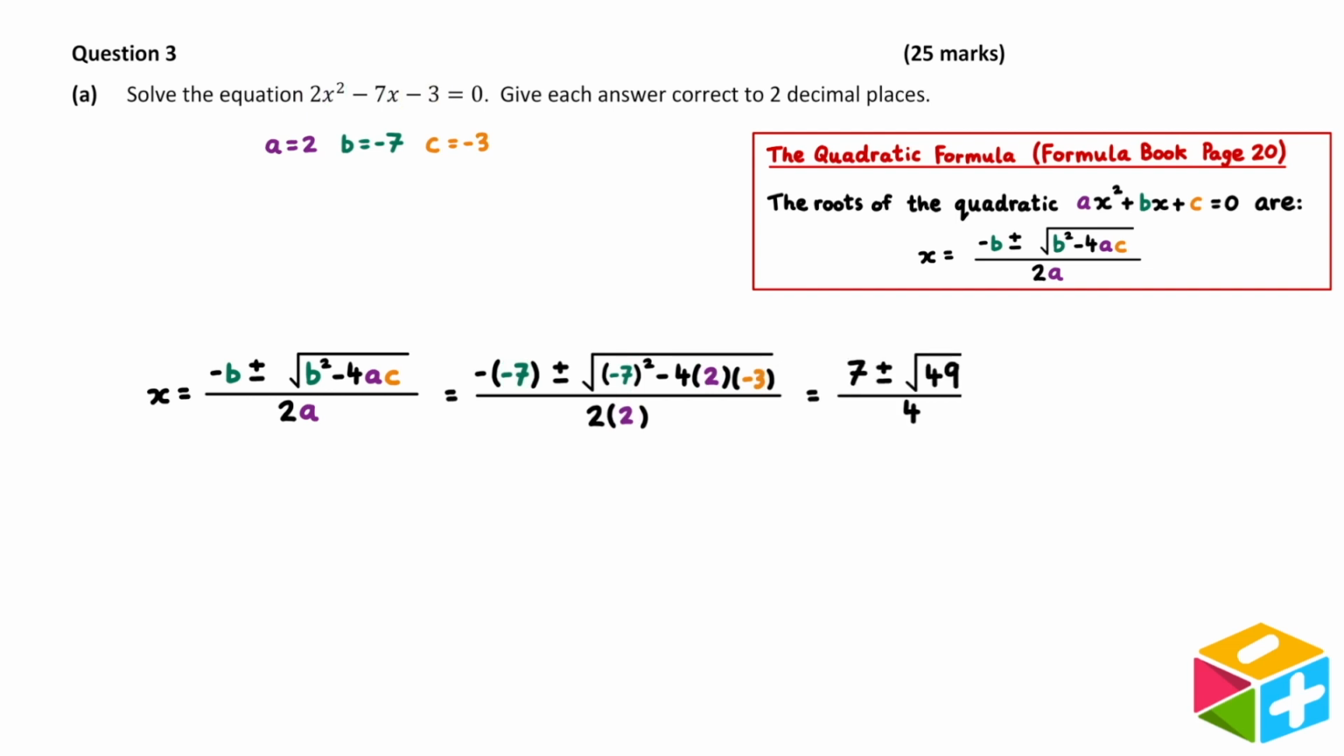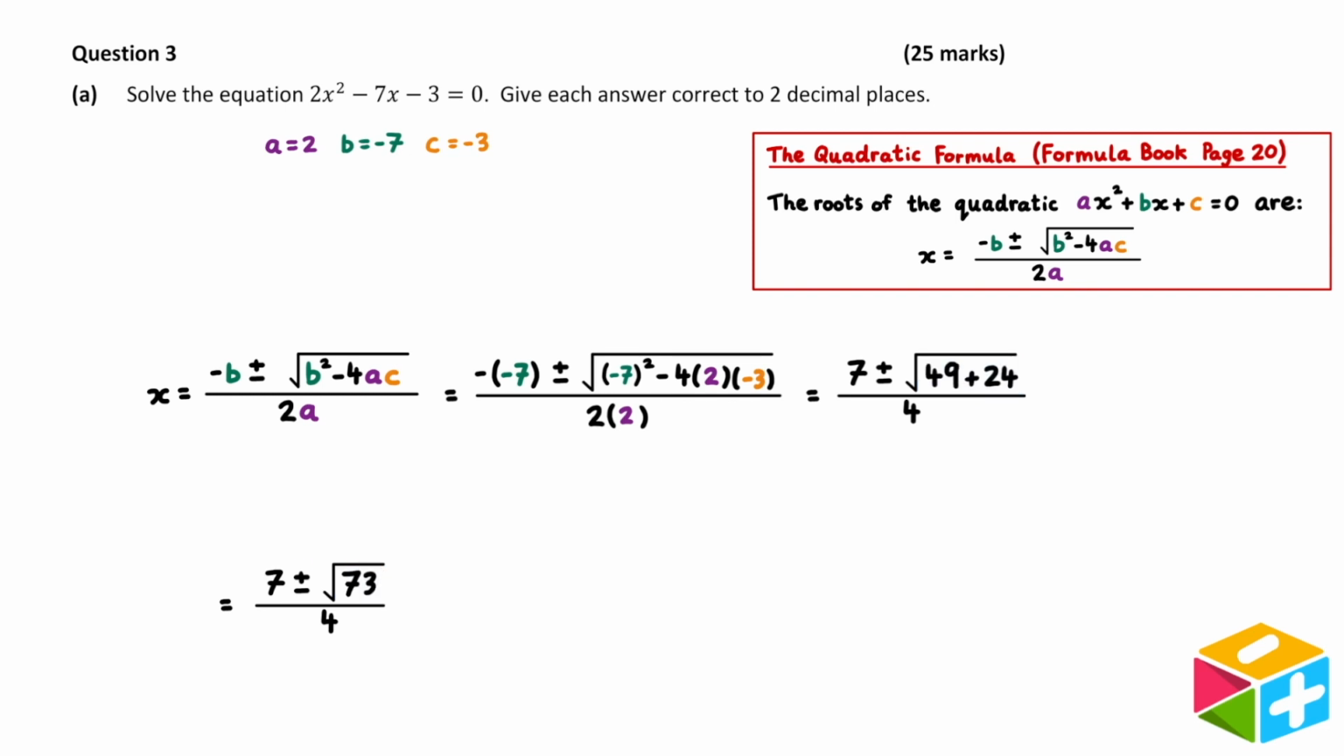Let's simplify a bit. Minus 7 is plus 7, minus 7 squared is 49, and minus 4 times 2 times minus 3 is plus 24. In the denominator, 2 by 2 is just 4. We can simplify further by adding the numbers under the square root. 49 plus 24 is 73.